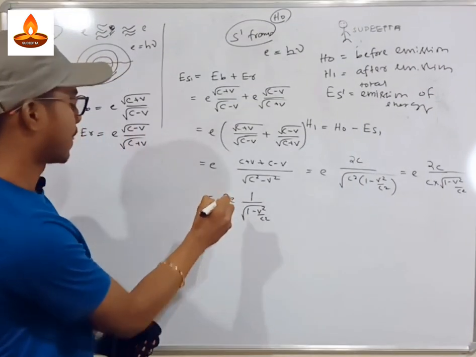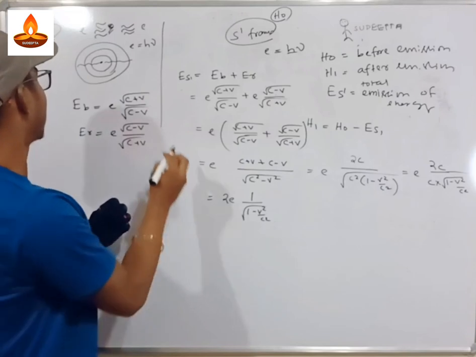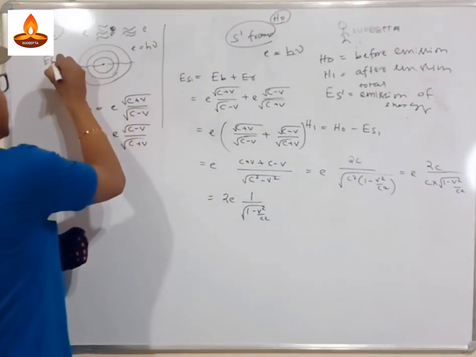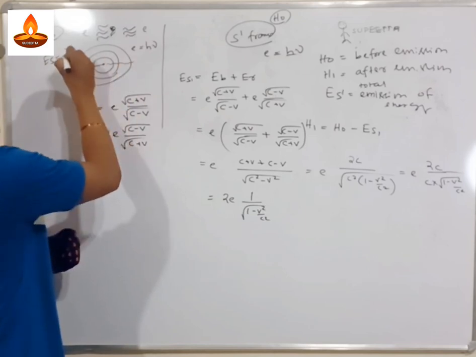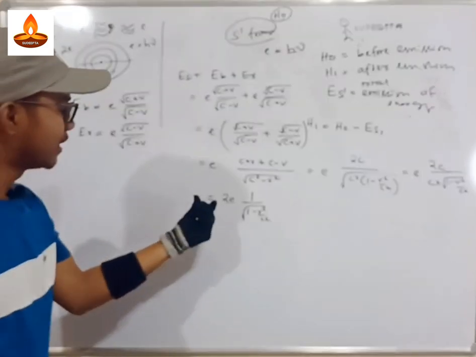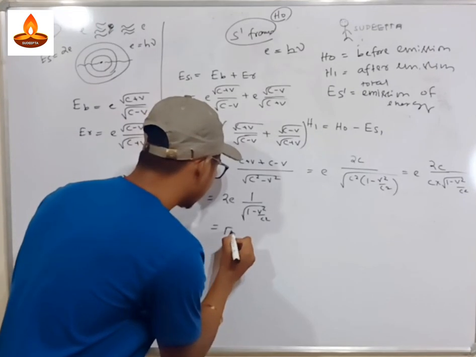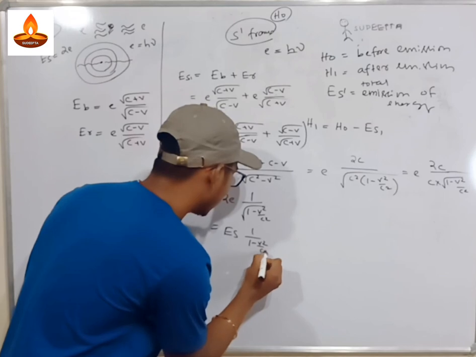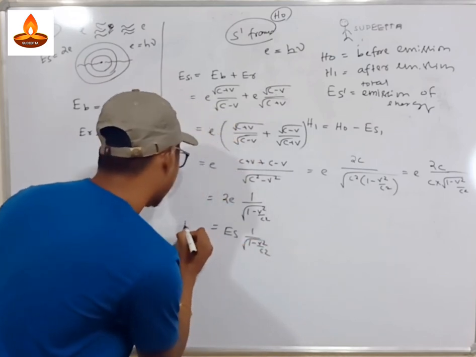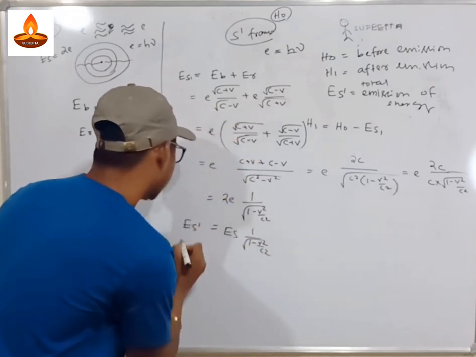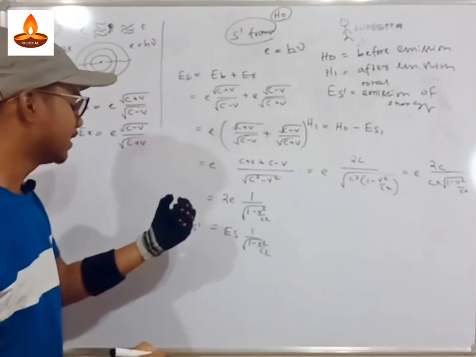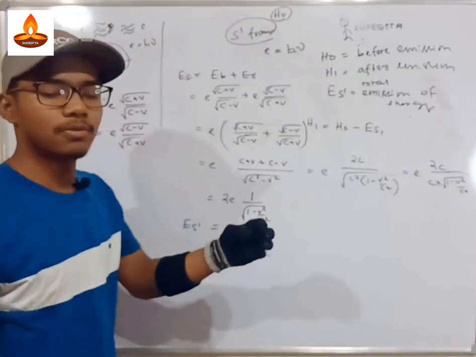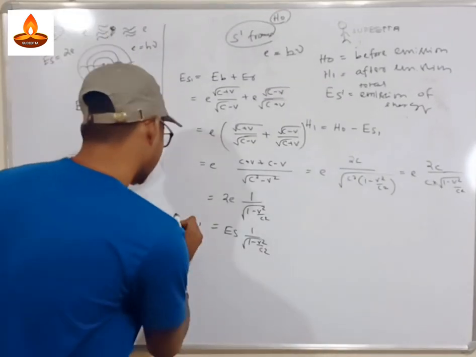What is 2e? 2e is nothing but the energy emission in the S frame. Have you forgotten this? E S is equal to E plus E, that is equal to 2E. So we can replace 2E with the energy emission in the S frame, times 1 upon root of (1 minus v square upon c square). So we have found a relation: the energy emission in the S dash frame is equal to the energy emission in the S frame times 1 upon root of (1 minus v square upon c square).